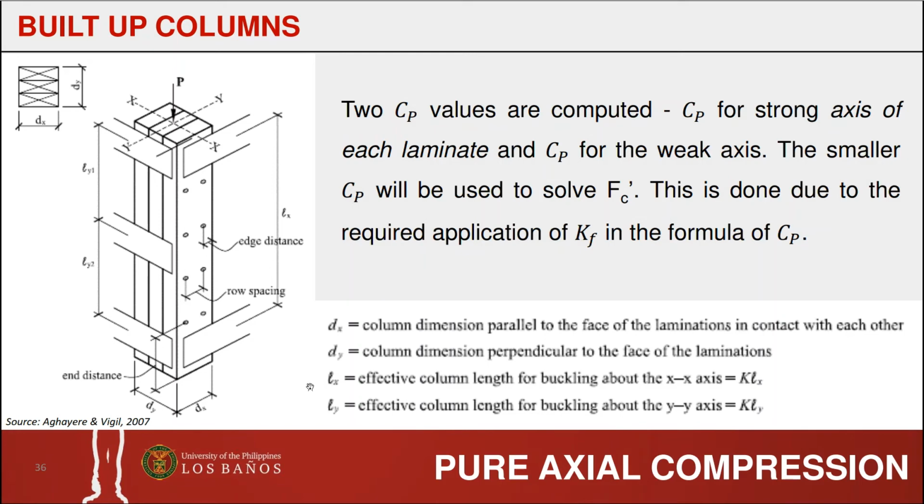L sub X is the effective column length for buckling about the x-axis, value of K sub E multiplied by L sub X. So here's the value of L sub X, and the value of L sub Y is the effective column length at the y-axis. As you can see here, since there is a support at the weak axis, the value for the L sub Y is reduced.